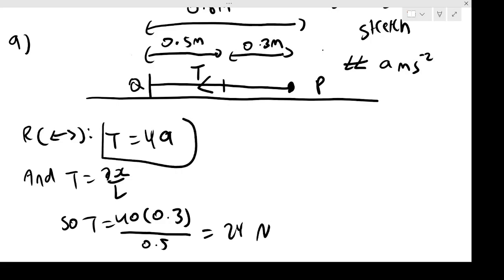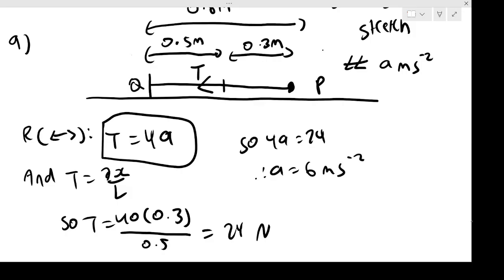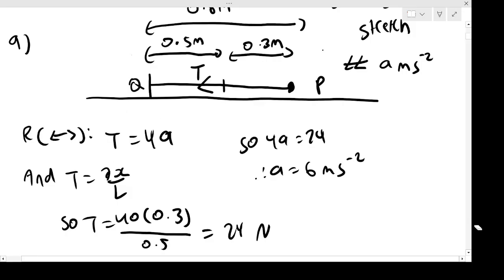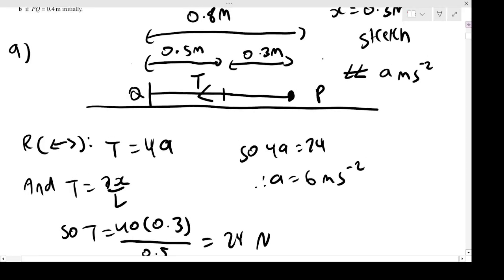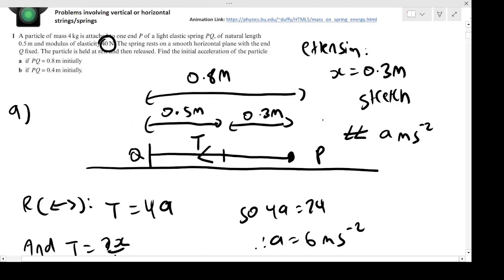Now I can sub that in here to find A. So 4A is going to be 24, therefore A, dividing by 4, I get 6. And there we are, that is my acceleration: 6 meters per second squared to the left. Hopefully happy with that.